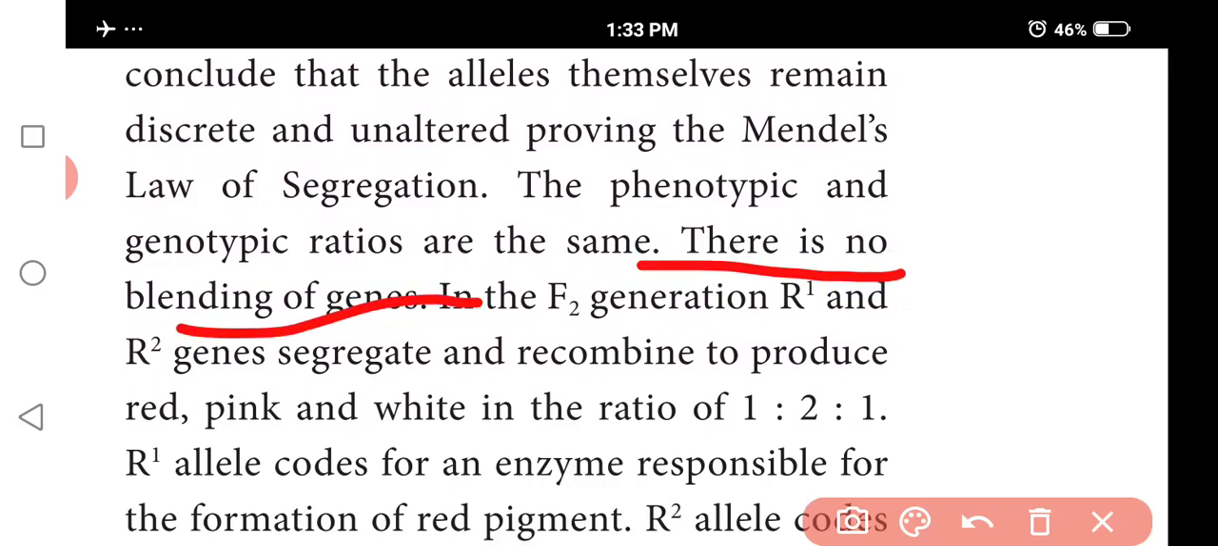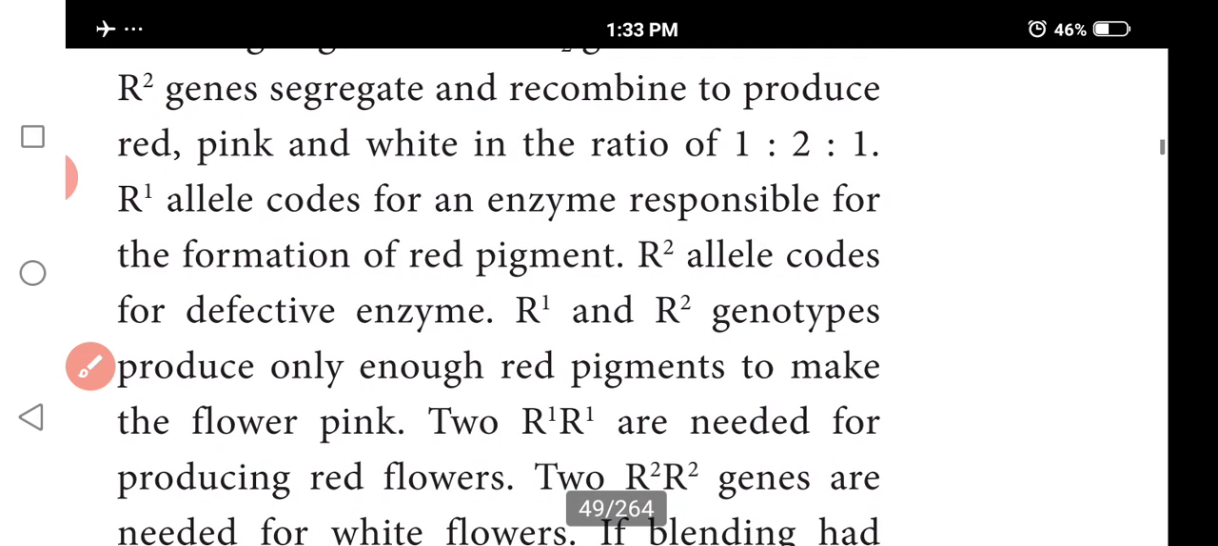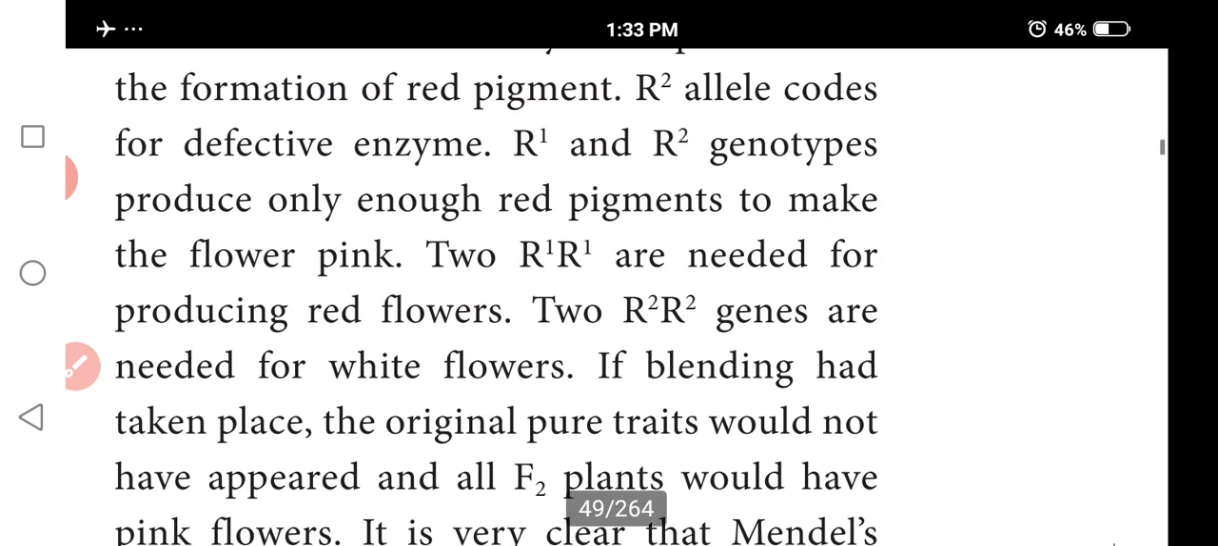So R1 and R2 segregate and recombine to produce red, pink and white in the ratio 1:2:1. The R1 allele is responsible for the red color and the R2 allele is responsible for the white color. But R1 R2 is needed for producing the red flowers.